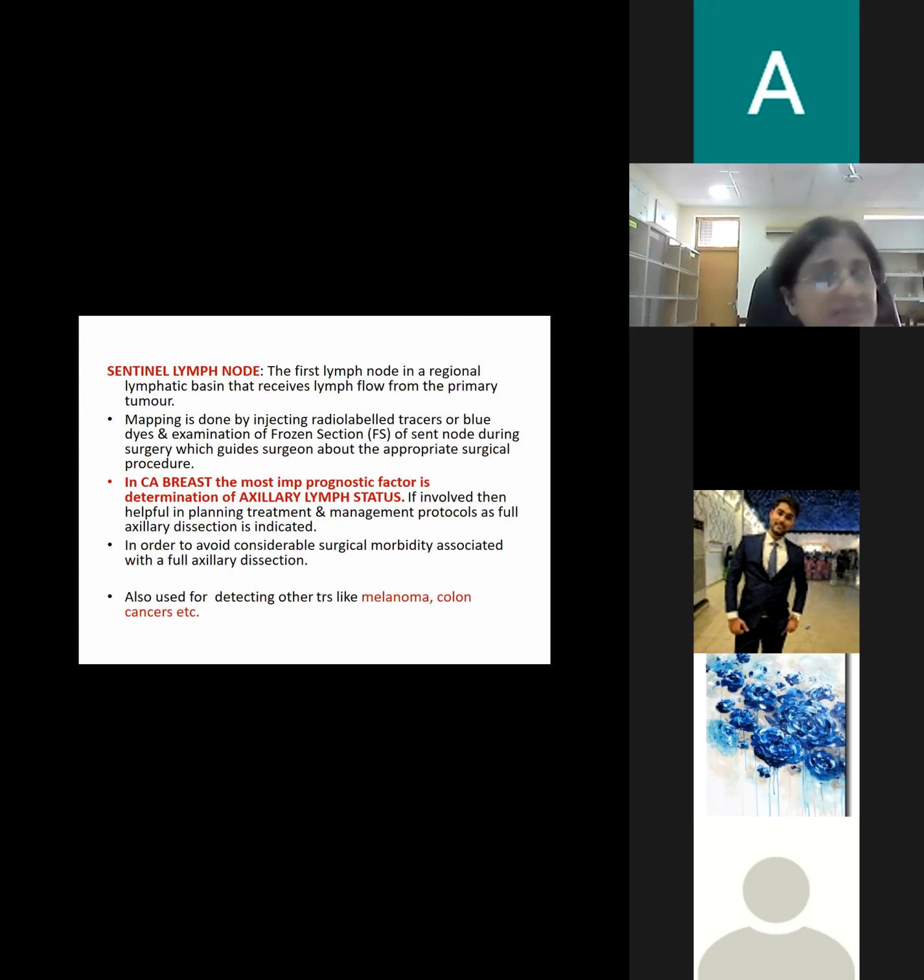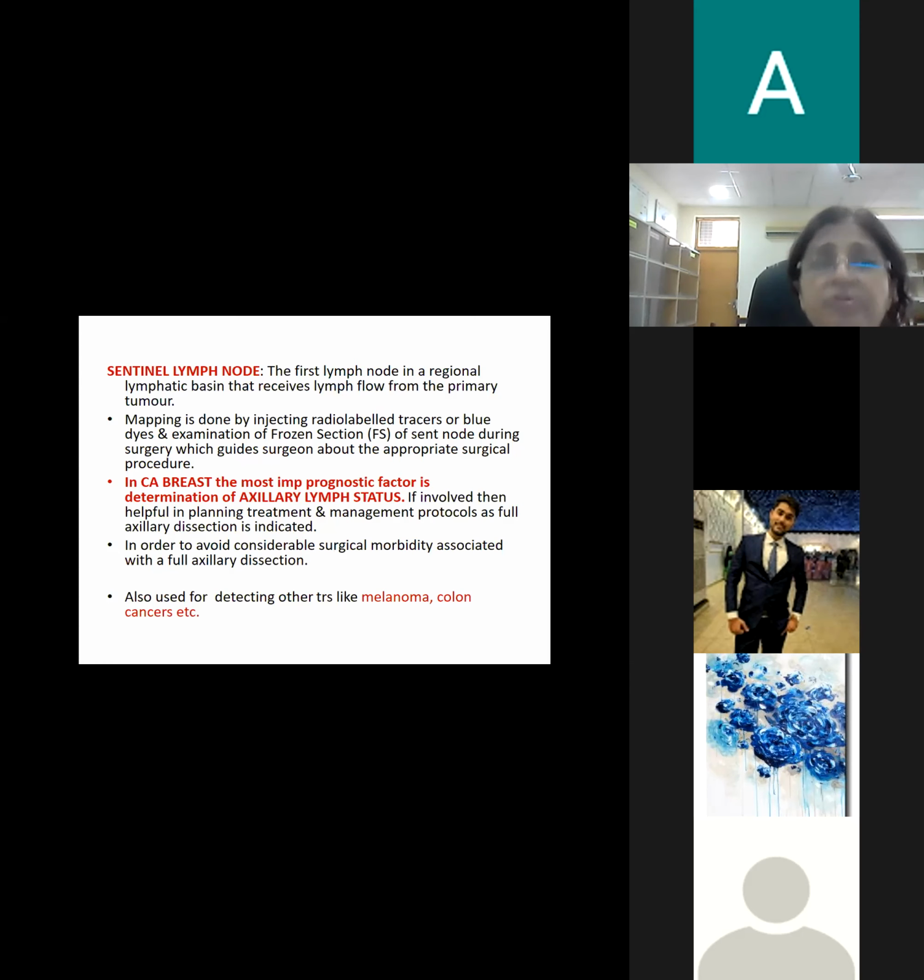And the importance is that you can easily plan further surgery and treatment protocols. You have to guide the surgeon. अगर sentinel lymph node involved है, तो surgeon radical mastectomy भी करेगा.